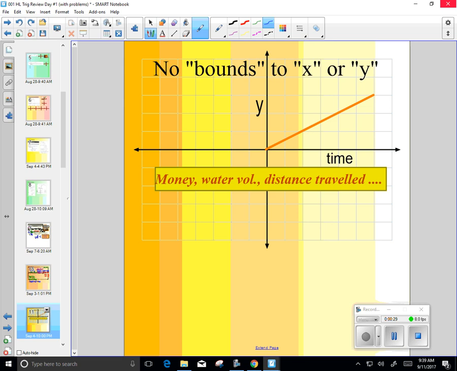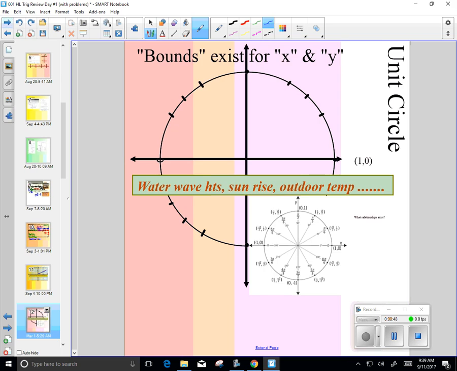Most functions that we're interested in at a starter level, like an Algebra 2 level, are what we call non-bounded. It just keeps going and going and going. You save more money, you have more money in the bank, right? But not everything is that way.